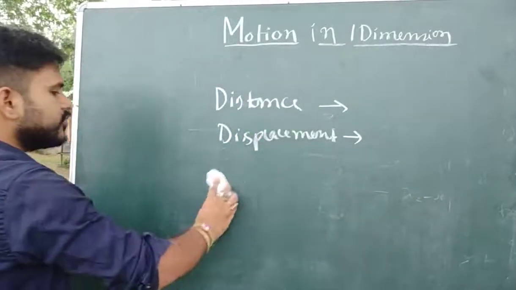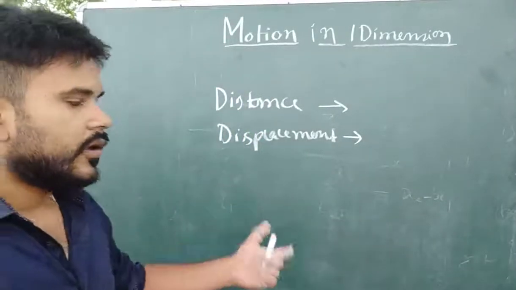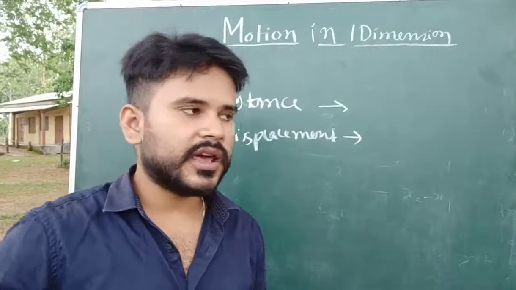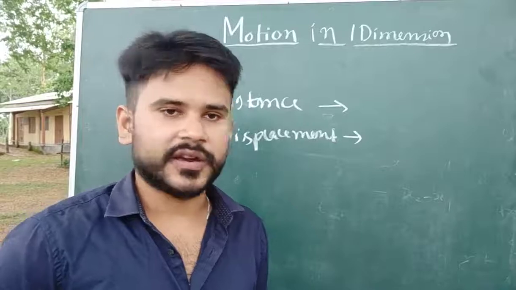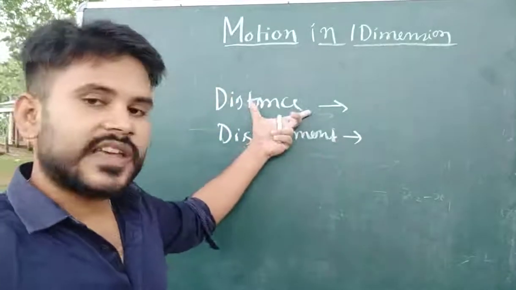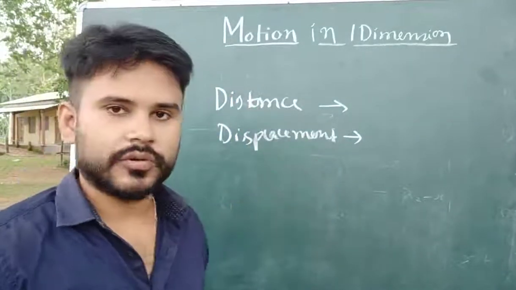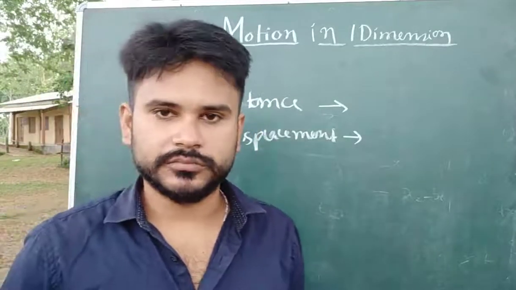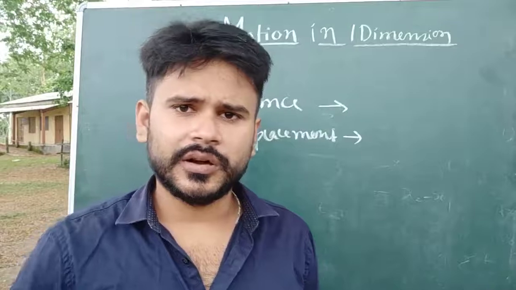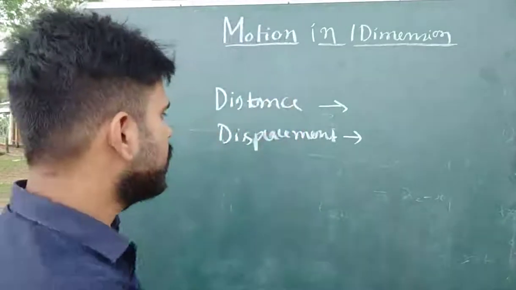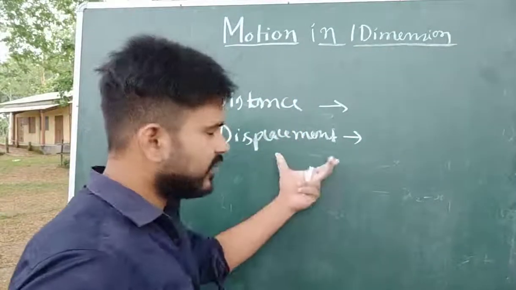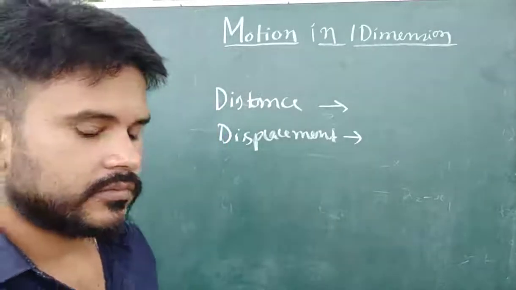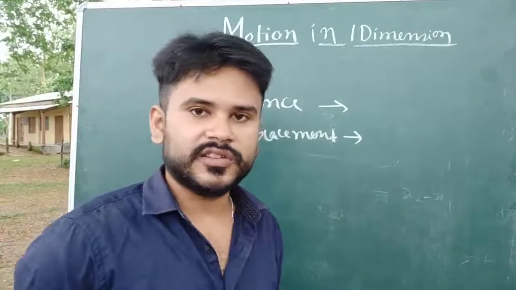Then what is the definition of displacement? Displacement is the difference between the final position and the initial position of the object. So distance is a scalar quantity, but displacement is a vector quantity. We will study vectors and scalars in our next lecture. So displacement is nothing but the difference between final position and initial position.